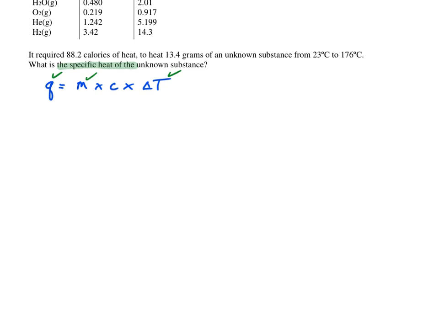So we're going to solve this equation for our specific heat capacity. And we have C is going to be equal to Q divided by our mass and our delta T.